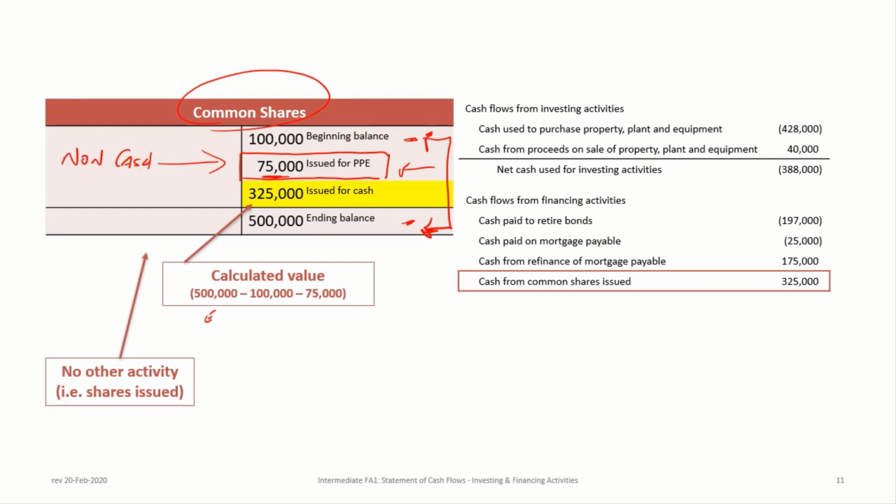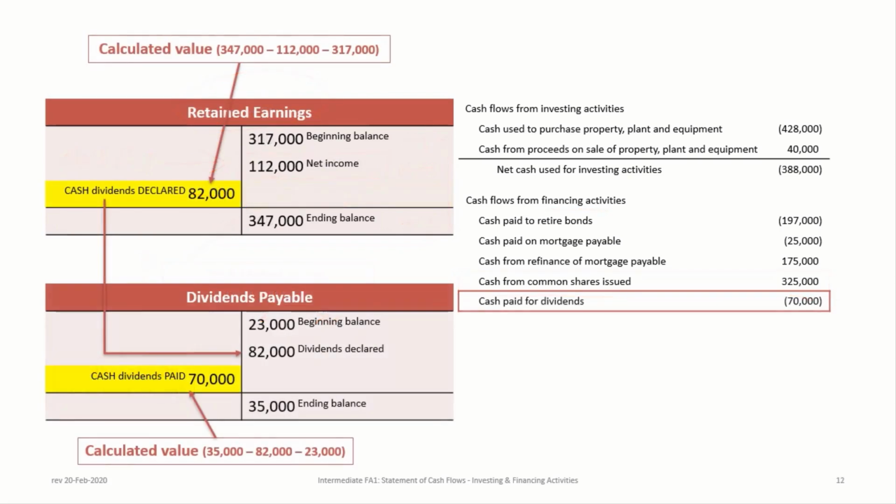When we reconstruct the T account for common shares, you'll see that we cannot just take the difference between the beginning and ending balances because there is a non-cash transaction here. So when we take the ending balance and subtract the beginning balance and then take out the $75,000 for the property, plant, and equipment, we are left with $325,000. That must be shares issued for cash. And so we show in our financing activities section cash from common shares issued, $325,000.